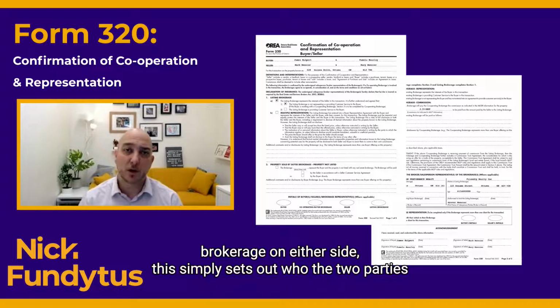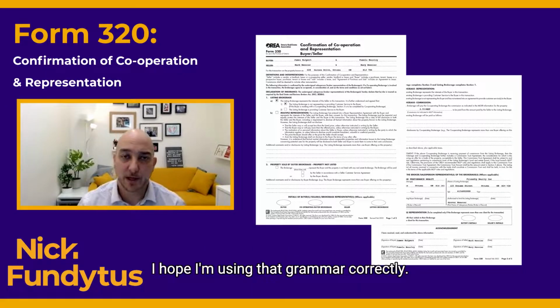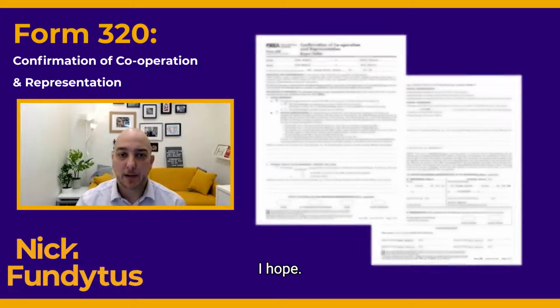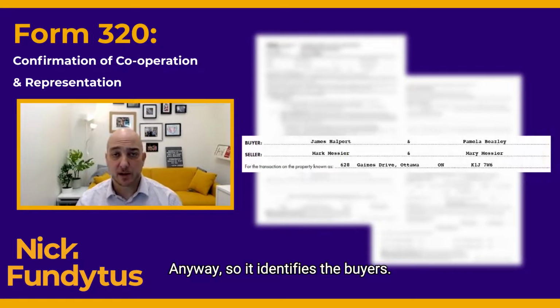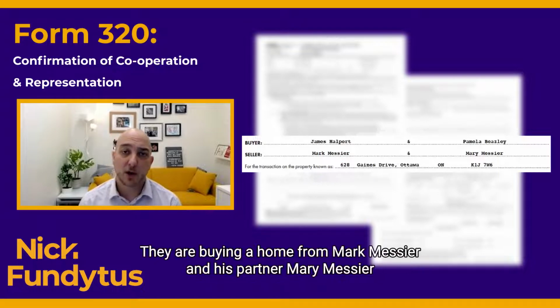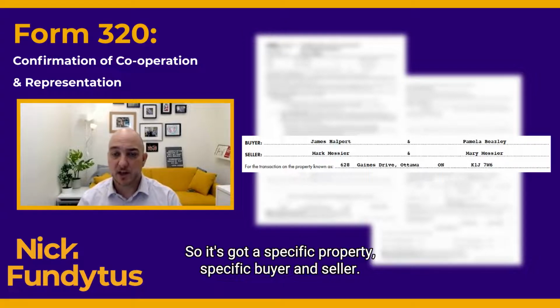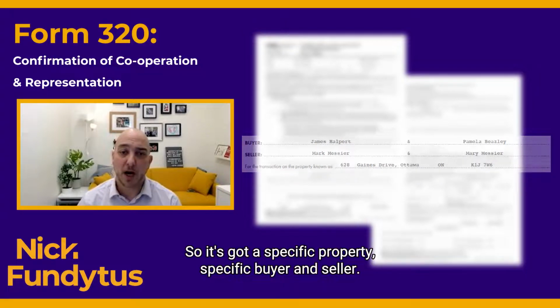This simply sets out who the two parties are in an offer and who is representing whom. Hopefully I'm using that grammar correctly. Anyways, it identifies the buyers. In this case, it's Jim Halpert and Pam Beasley. They are buying a home from Mark Messier and his partner, Mary Messier, for the transaction on the property known as 628 Gaines Drive, Ottawa, Ontario. So it's got a specific property, specific buyer and seller.